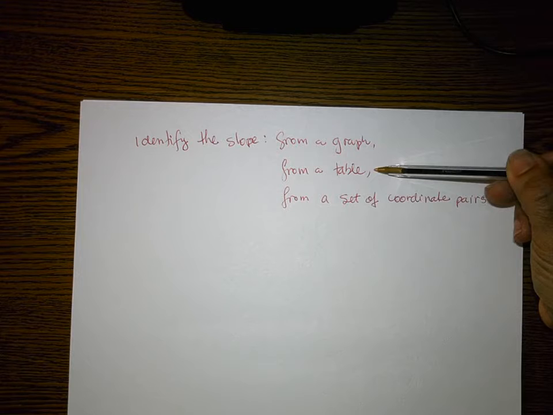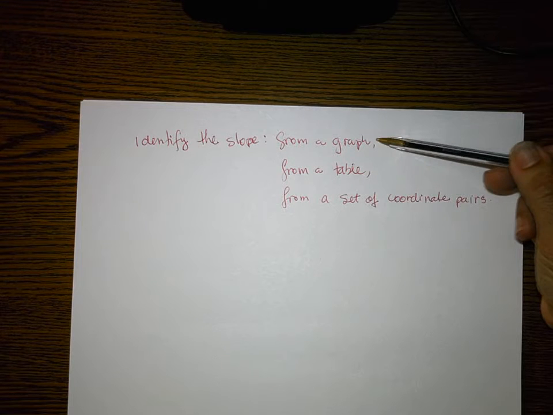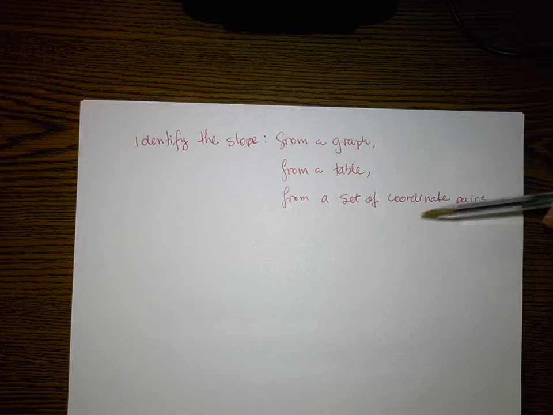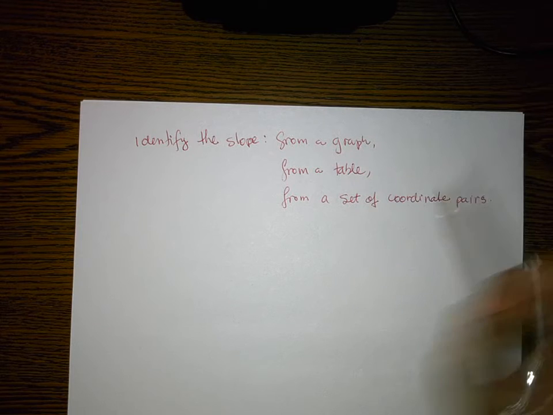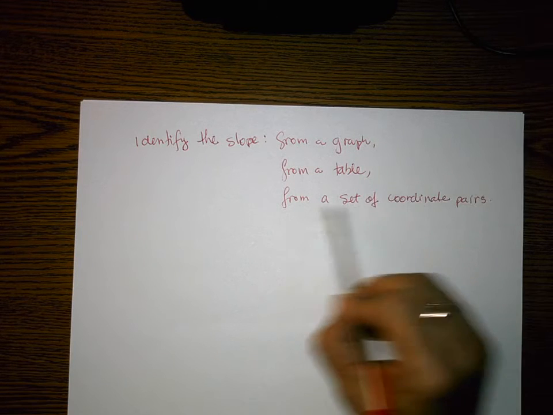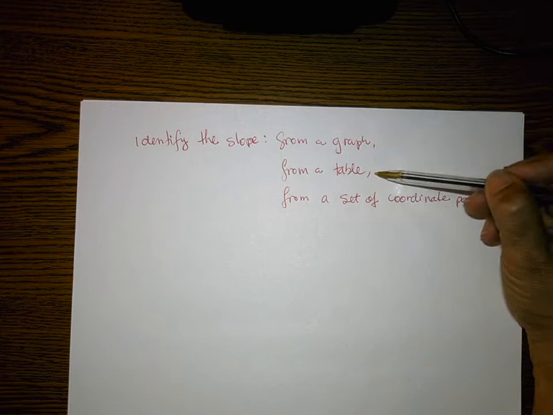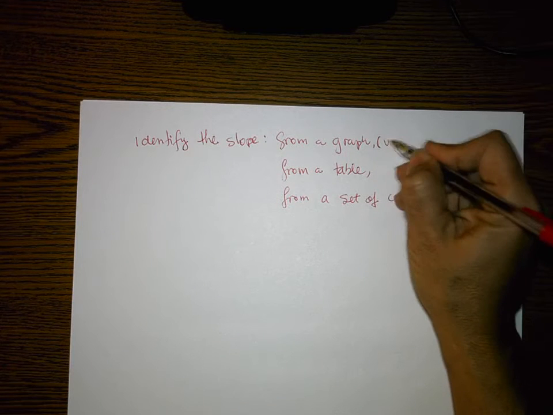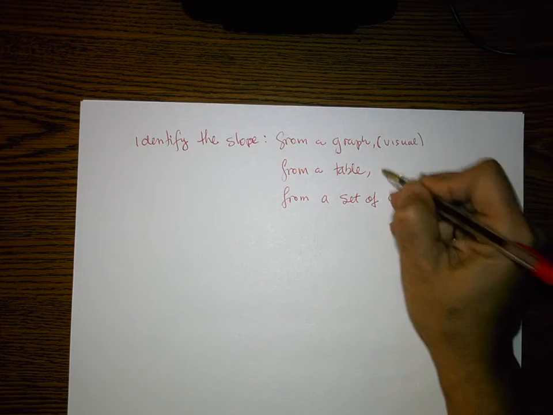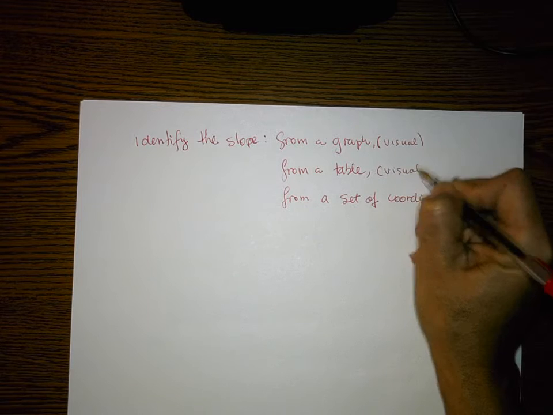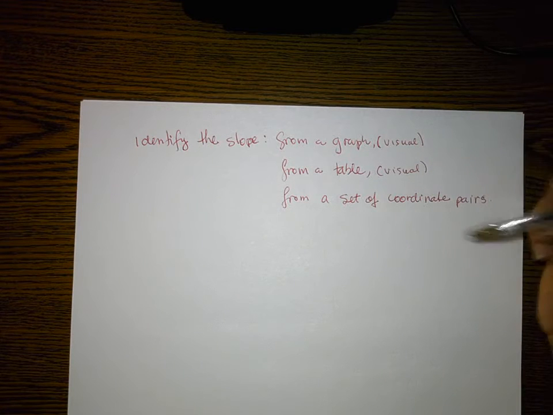So I'm going to start with the table, then I'm going to move on to the graph, and then we can move on to the coordinate pairs. That's when we usually use the slope formula. For these two, they are usually very visual. From the graph is very visual, and from the table is also very visual, but you can use the slope formula in any of them.